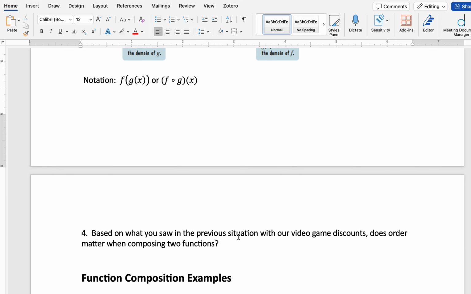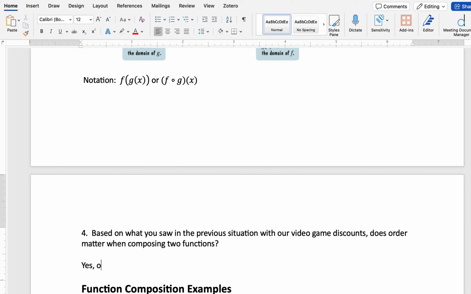So based on what we saw in our previous situation with the video game discounts, does order matter when composing two functions? I would say yes, order does matter, because you get different answers or different numbers depending on the order that you use.